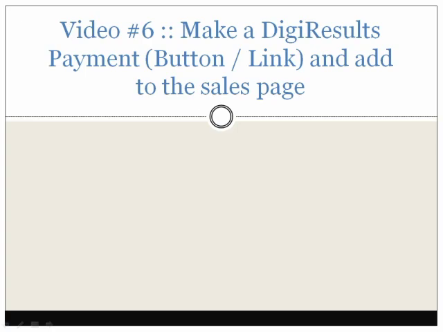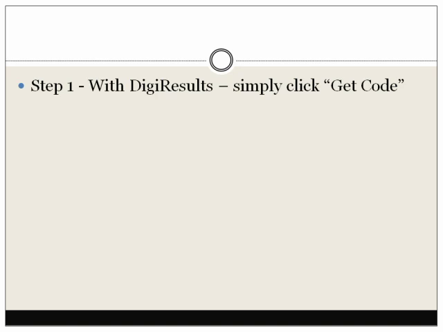Hello and welcome to video number 6. In this specific video, we're going to talk about making a Digi Results payment button and link and adding it to the sales page. So this process is really easy. It consists of step number 1. On digiresults.com, simply click on the Get Code button. We're going to get the code.